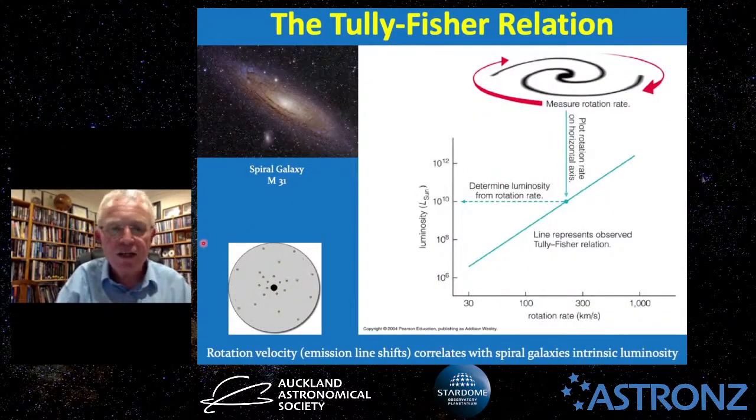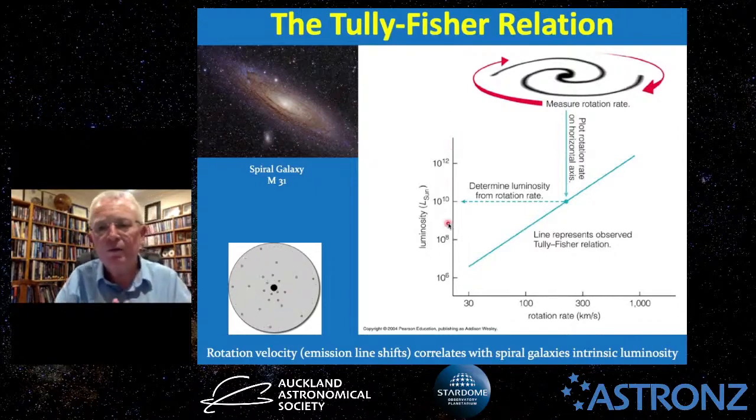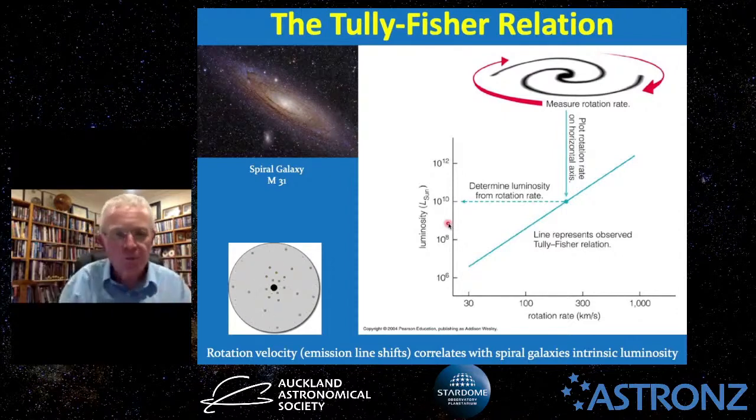Here's the rotation rate, here's all the stars going around, so they can determine the rate at which they go around with spectroscopy. And once they work out the rotation rate, from the previous tests, they're able to look it up on a graph with a formula and tell you how bright that spiral galaxy really is. Its absolute brightness. Compare that with your observed brightness, use your formula, you can tell the distance to it.